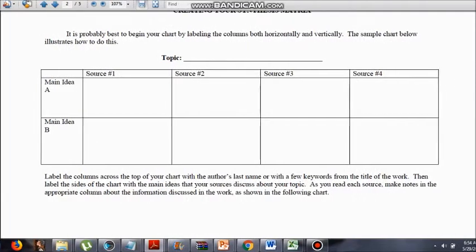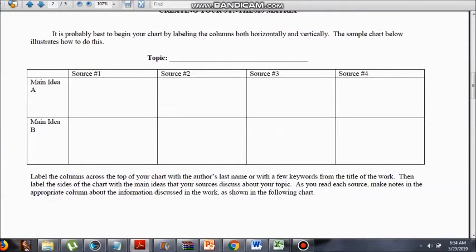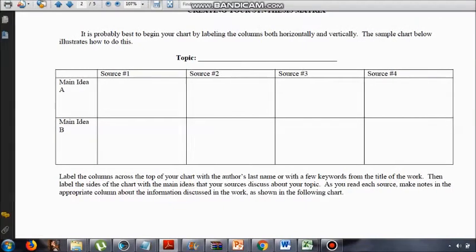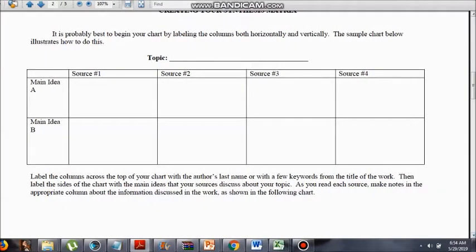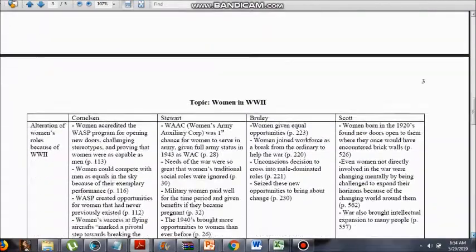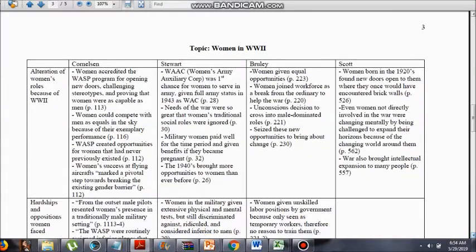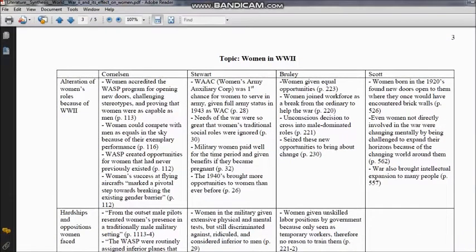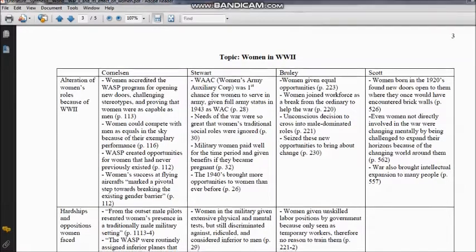Now have a look at it. Now how the author has taken care of. Now author here in the sense that the person who did the research. Women accredited the vast program for opening new doors, challenging stereotypes and proving that women were as capable as men. And she has mentioned even the page number. Similarly, for the next point, the page number. The next point, the page number. And the words whatever it was in the quotes.